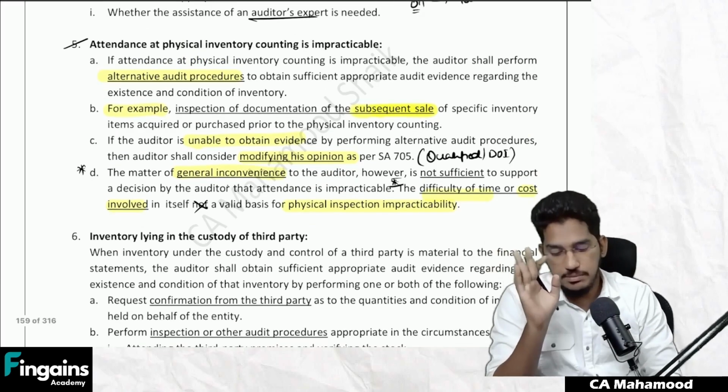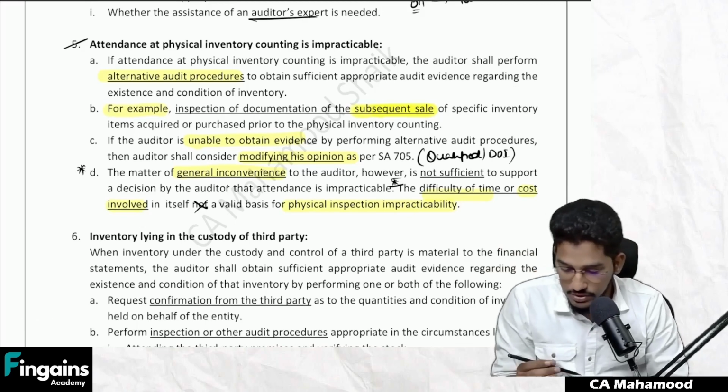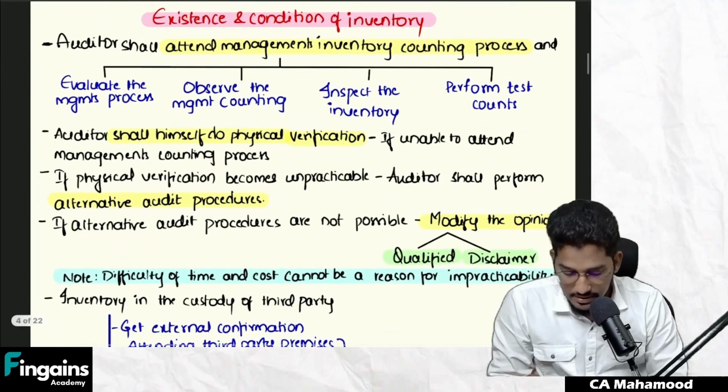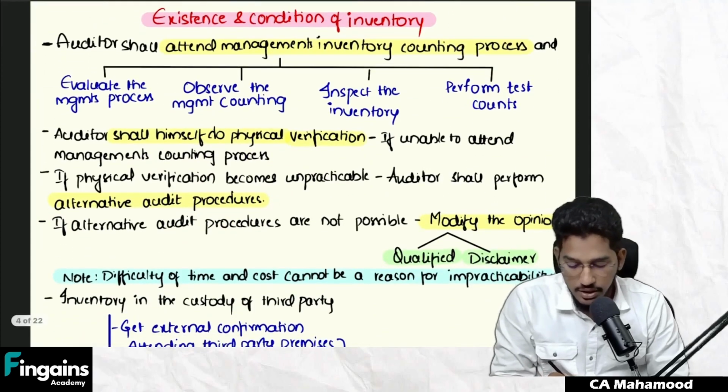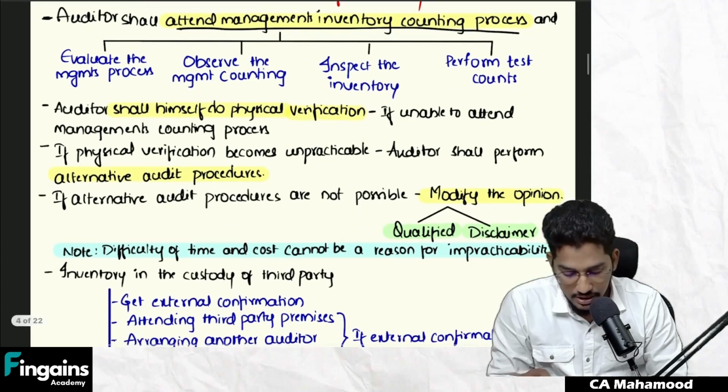So four steps simply, if I have to put it. I have summarized this in the form of a chart. As I have told, this chart will be shared with you. So, flow charts. See here, existence and condition of inventory. First step, the auditor shall attend the management inventory counting process. And what should he do by attending that? Evaluate the management process, observe the management counting, inspect the inventory and perform the test count.